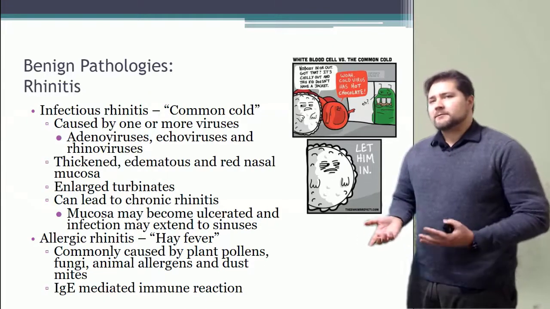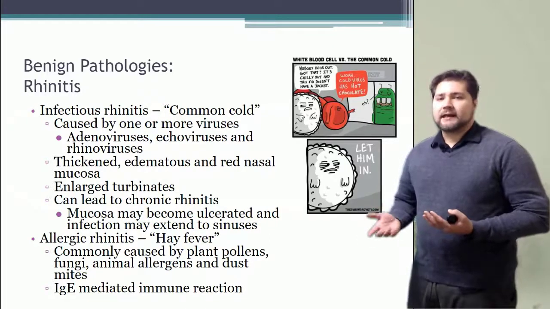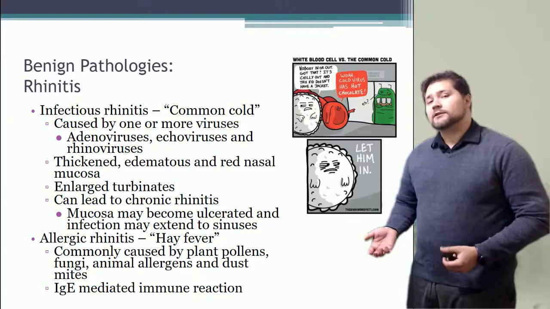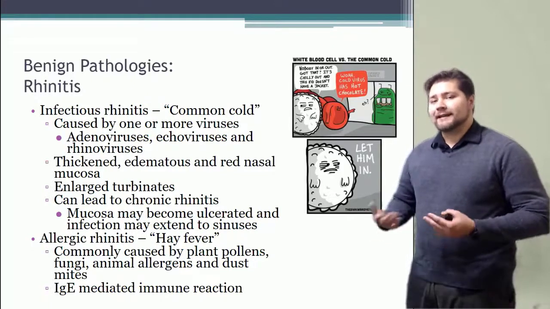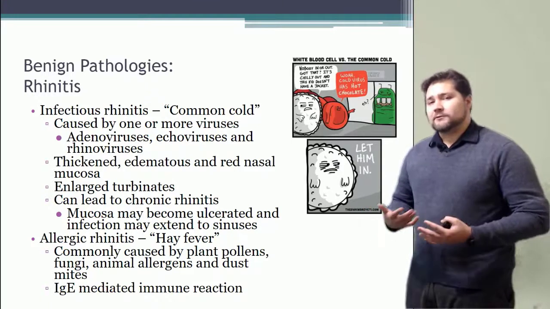Now this is something that's probably not new to any of us, as we've probably all had some sort of allergic rhinitis or infectious rhinitis. And any sort of inflammatory response in the nasal cavity we'll refer to as rhinitis. It's just a matter of how it was caused.